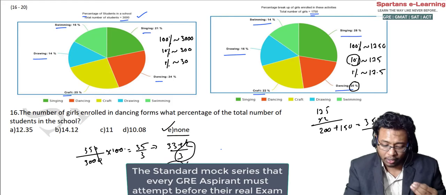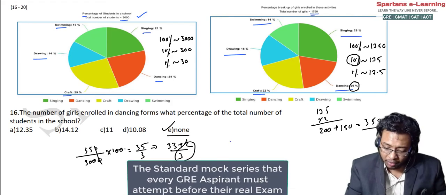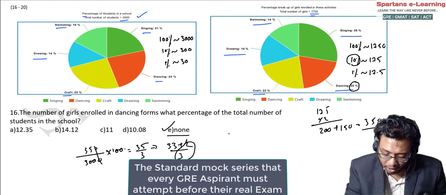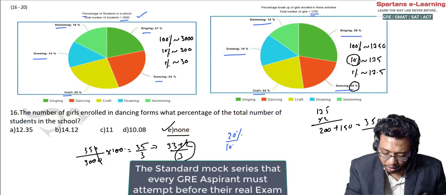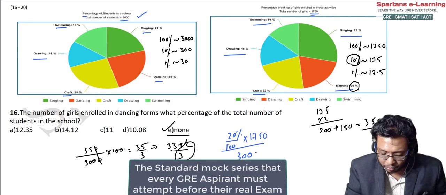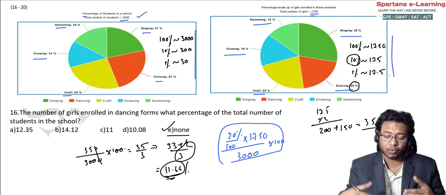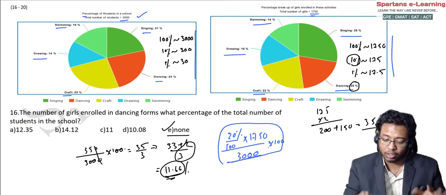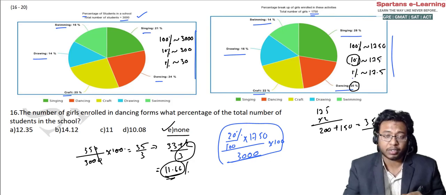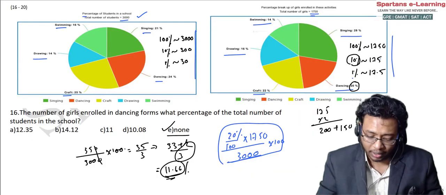Percentage of girls enrolled in total means, anyway what you will do is what is this, 20%. So you will write 20%, 20 by 100 into 1750 by 3000 into 100. This is also not so difficult, but always follow this method. This method you can actually do in fingertips, right? You need not write all these formulas and all. What you can do is directly, 1%, 10% means 175, 20% means 175 into 2, it will be 350. 350 by 3000 into 100 you can calculate, right?